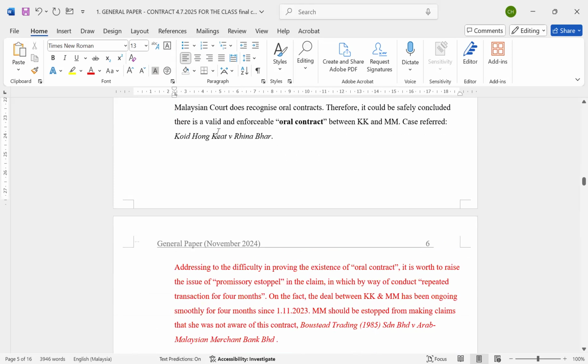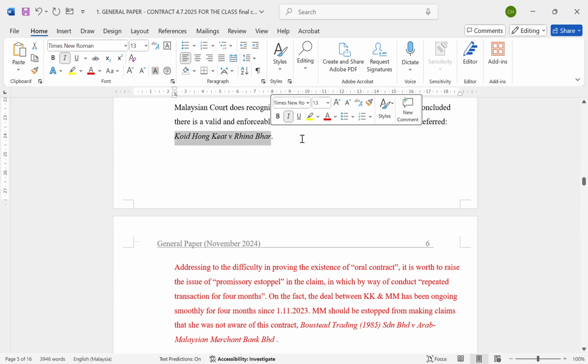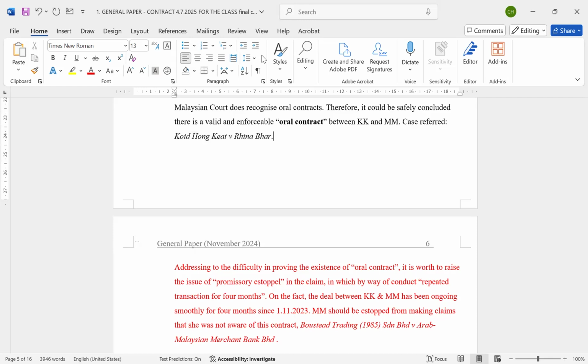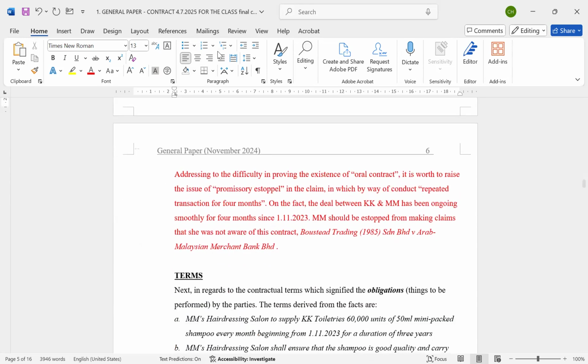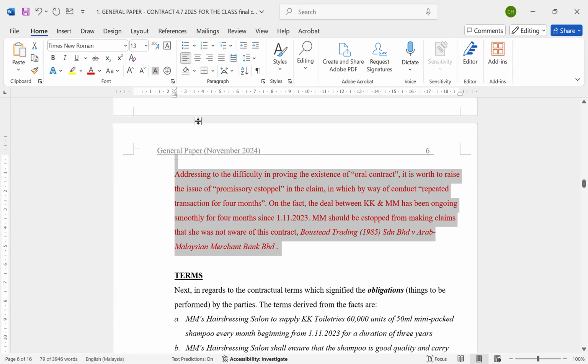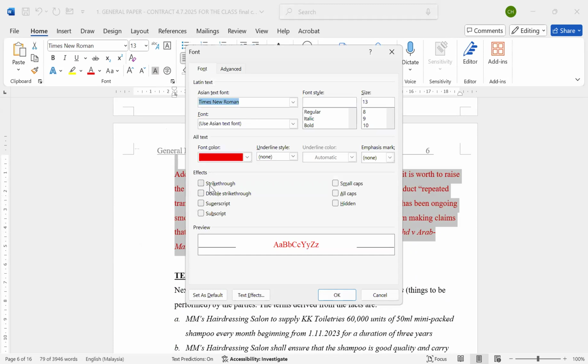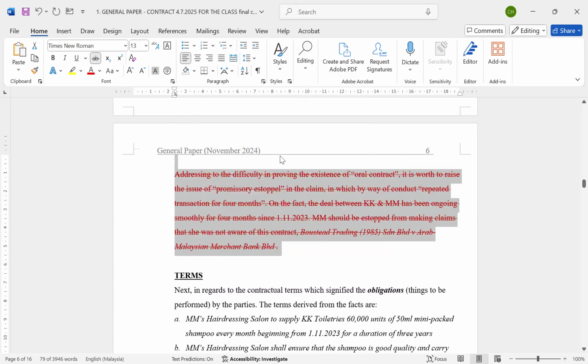You can refer to the case of Kong Hoi Kiat against Raina Ba. This case is also, I think you can see in your PP paper, it's about a breach of a solicitor and client agreement. And that agreement is an oral agreement. Okay. And furthermore, this one I highlight in what we call red color is because if you do not know this, you better don't write. Be safe. Okay.